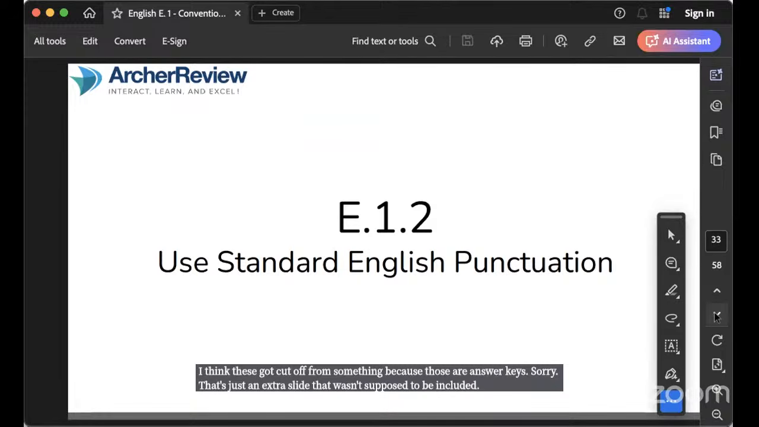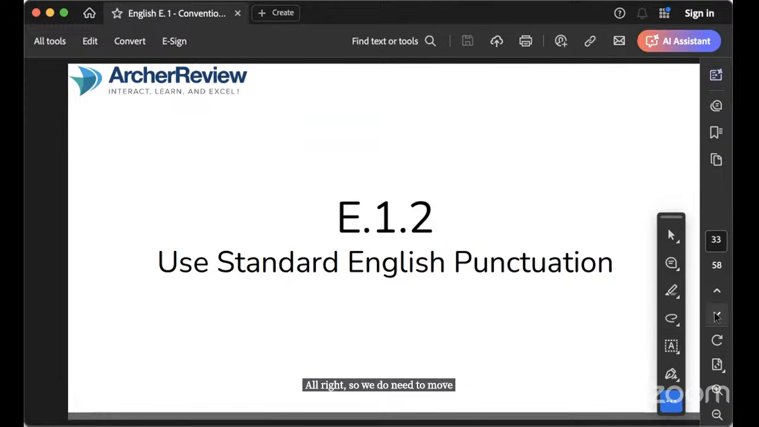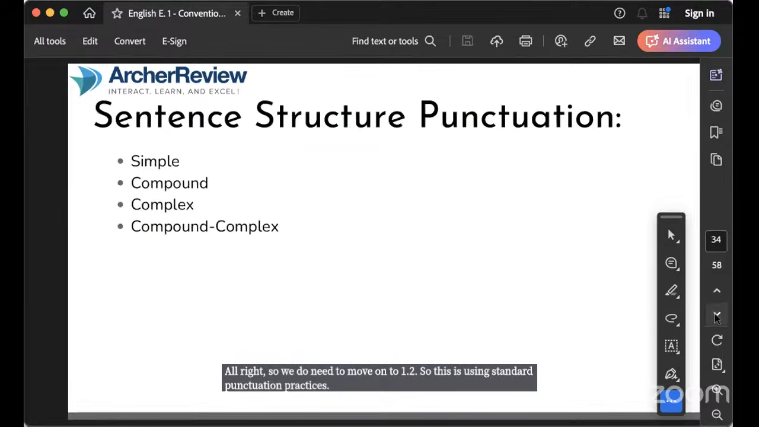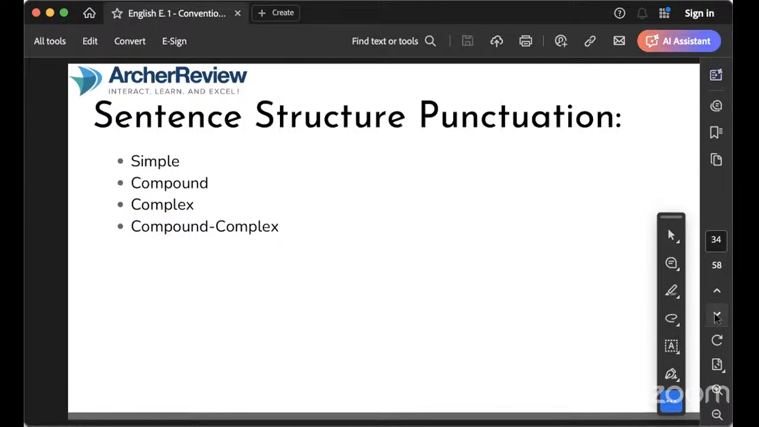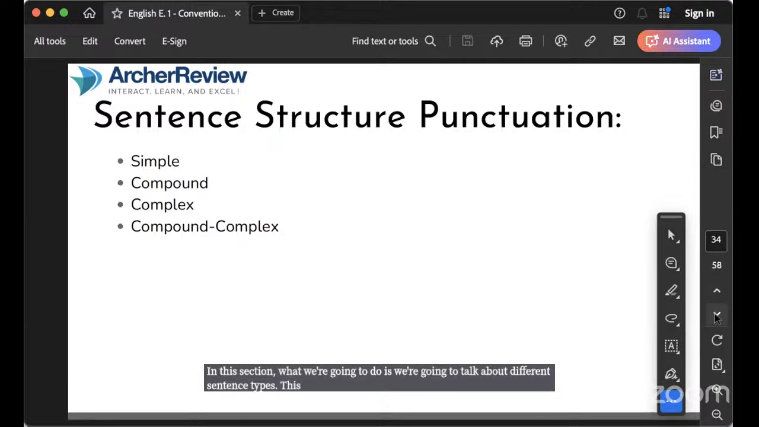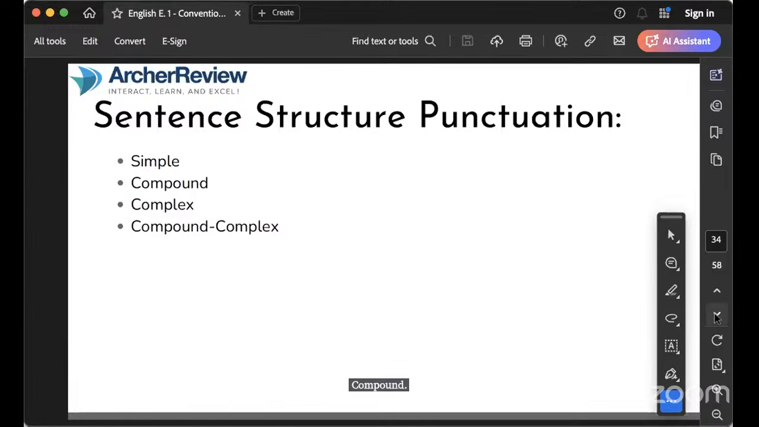All right, so we do need to move on to 1.2. This is using standard punctuation practices. In this section, we're going to talk about different sentence types. This is very big and very important for this section. You must be able to diagram your sentences and determine what type of sentence you're looking at. So for this section, we're going to look at simple, compound, complex, and compound complex sentences and what each of those are made up of.